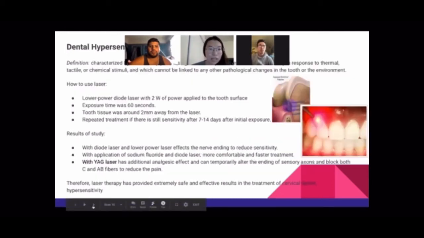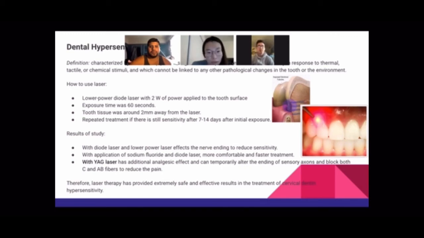The next is dental hypersensitivity. How to use the laser: the study shows a low power diode laser with 2 watts of power, exposing for 60 seconds and 2 millimeters away from the tissue. The treatment is repeated if there is still sensitivity 7 to 14 days after initial exposure. The result of the study shows that the laser affects the nerve endings to reduce hypersensitivity, and the combination of sodium fluoride and diode laser made for a more comfortable and faster treatment.